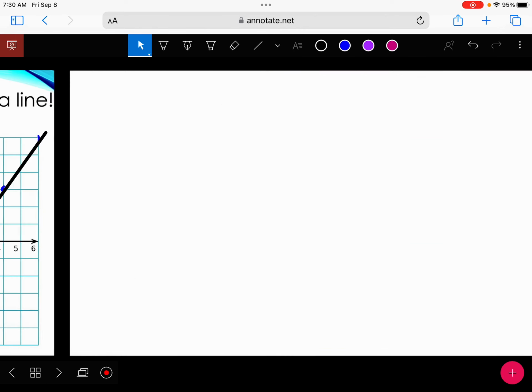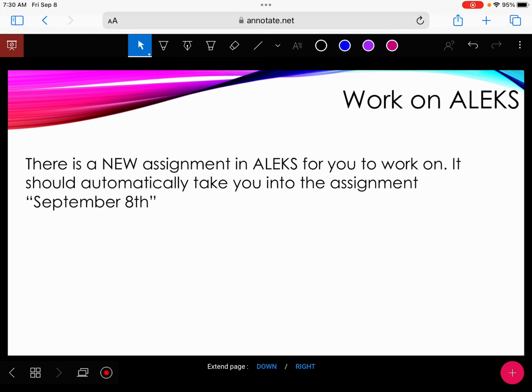Oh, snap. Transition. You're gonna work on ALEKS. There is an assignment in ALEKS for you to work on. It should automatically take you into an assignment with today's date. It's gonna be about graphing lines.